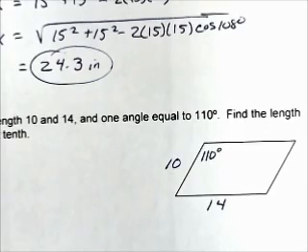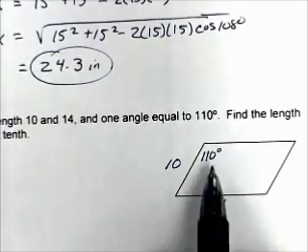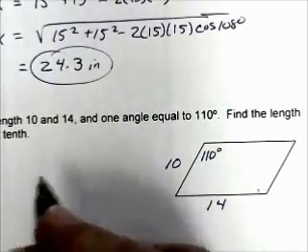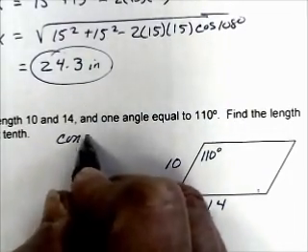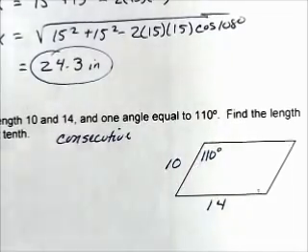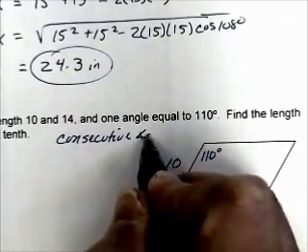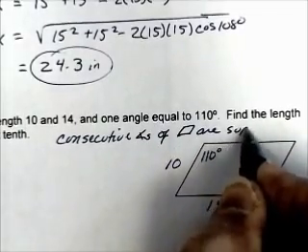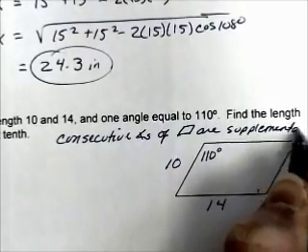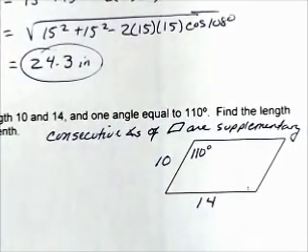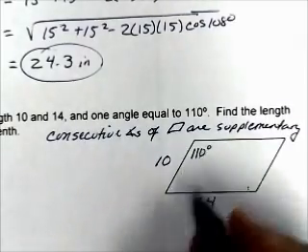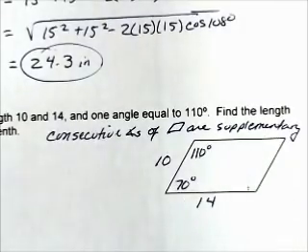Now, what do you remember about consecutive angles of a parallelogram? We know that opposite angles are equal in a parallelogram. Consecutive angles are supplementary. Another recall from geometry: consecutive angles of a parallelogram are supplementary. So we have to remember some geometry. So if this is 110, its supplement is 180 minus 110. This would be 70 degrees.